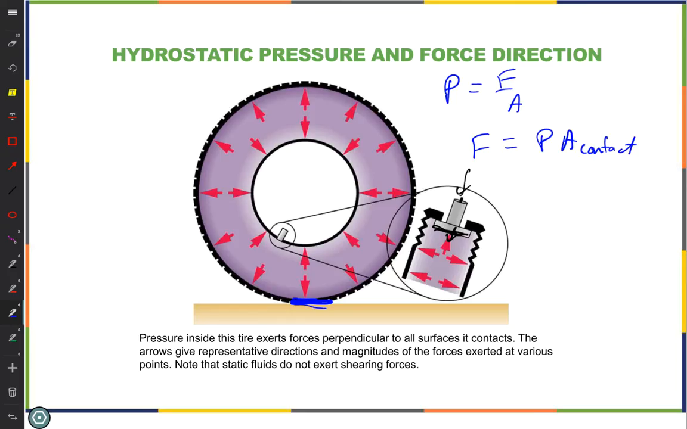Question? If the tire is being pressed down to the ground, that's effectively lessening the volume inside the tire just a little bit. So if you have a heavier vehicle, would the pressure be different? The pressure would be very, very slightly, but yes, different.